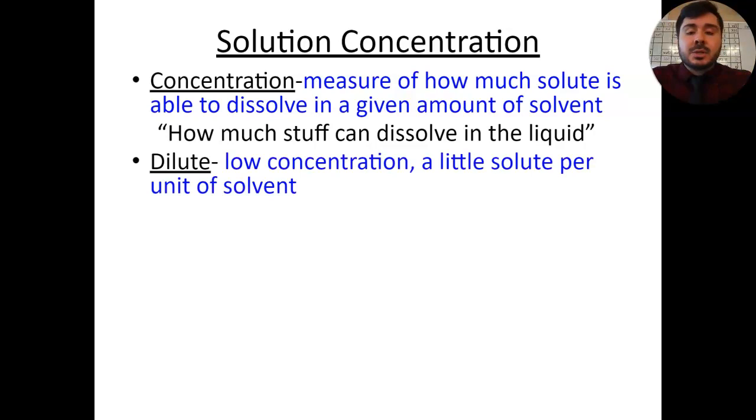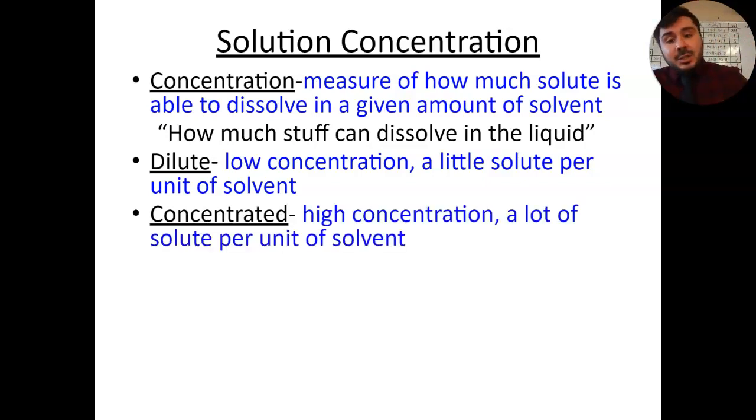Now, there are ways to describe a solution in terms of its concentration. If a solution is dilute, that means there's a very, very low concentration. There's only a little bit of solute per unit of solvent, right? So if you put a little bit of Gatorade powder into your water bottle, it's going to be a very dilute solution, very low in concentration. If you have a concentrated solution, that's quite the opposite. That's as if you put three little packets of Gatorade powder into one little water bottle, so it's going to be very, very concentrated. It's a high concentration, a lot of solute per unit of solution.